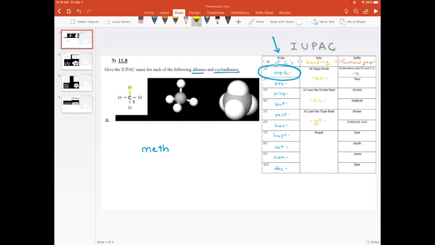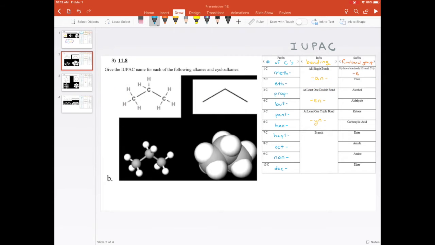We can see that there are all single bonds. If there were double or triple bonds, you would see a double line or a triple line, like that, in between two atoms. So we don't see those. So we have all single bonds, so the infix is AN. Last but not least, there's only hydrogen and carbon in this compound, so it's a hydrocarbon, and the suffix is E. And the name for that is methane.